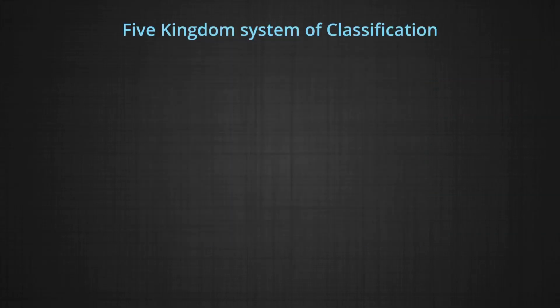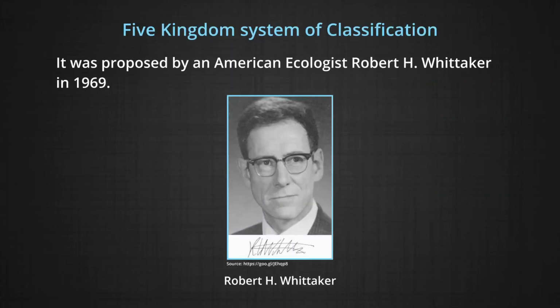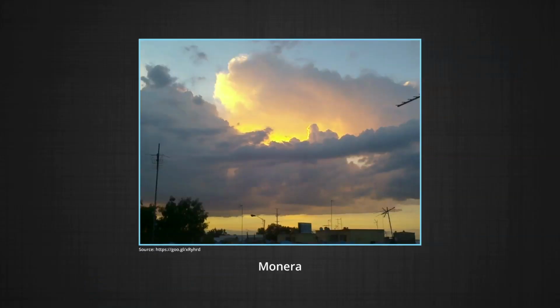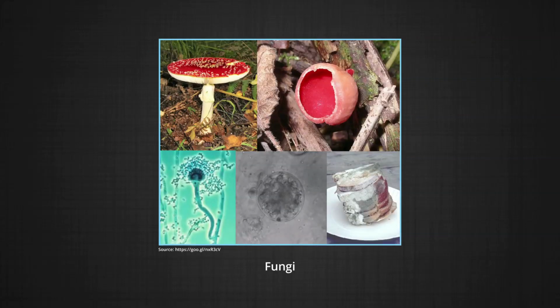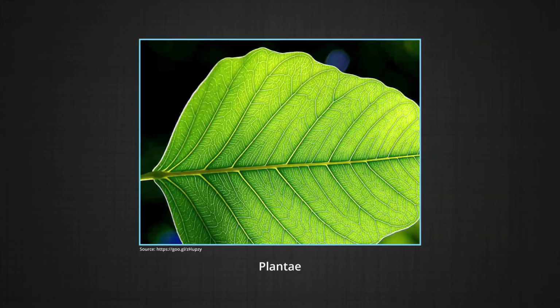Five kingdom system of classification. It was proposed by an American ecologist, Robert H. Whittaker, in 1969. Whittaker divided the living world into five kingdoms: Monera, Protista, Fungi, Animalia and Plantae.